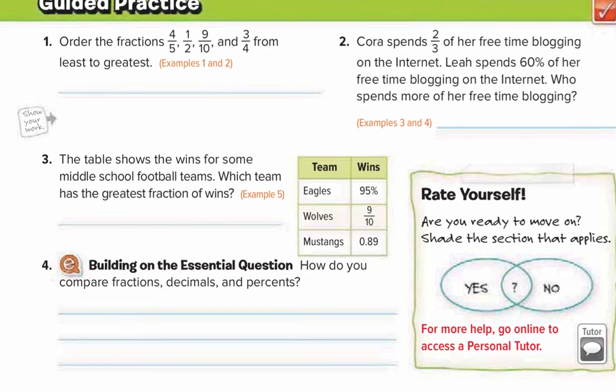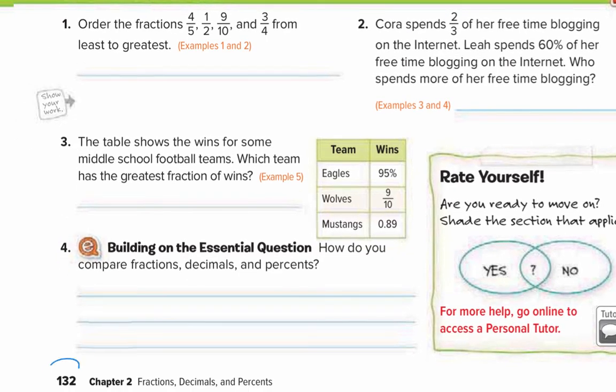Okay, so today we're starting on workbook page 132. Number 1 says order the fractions from least to greatest. So the easiest way to order fractions is to convert them all to decimals.